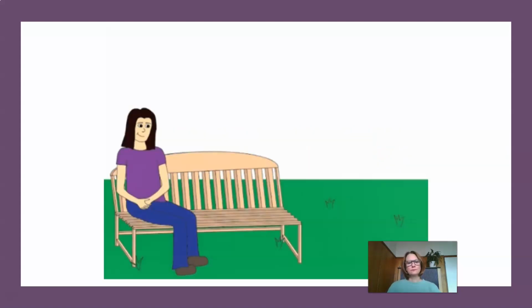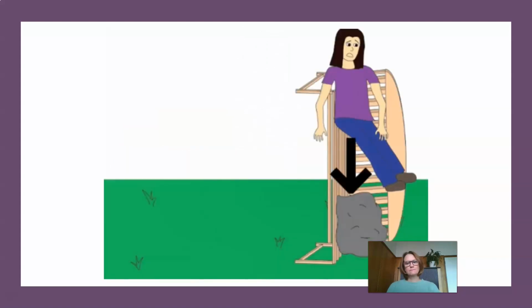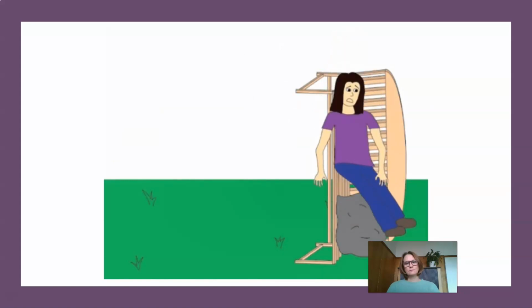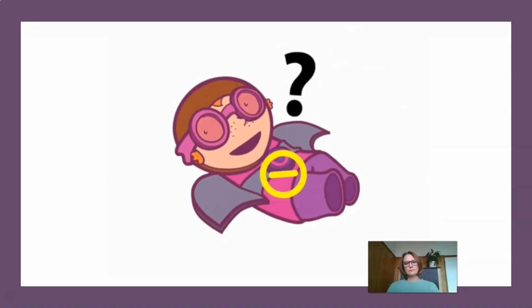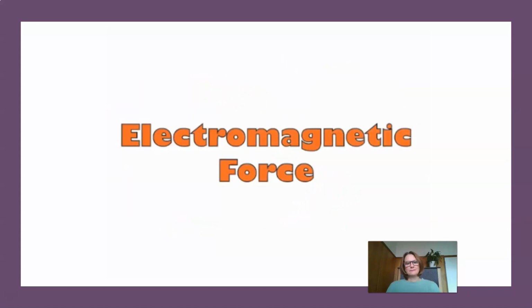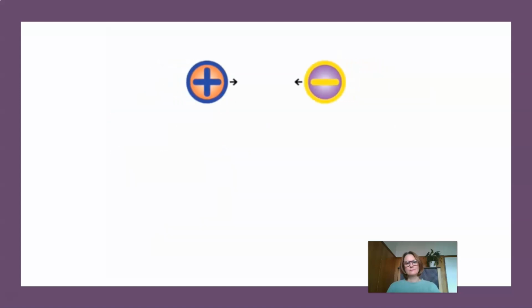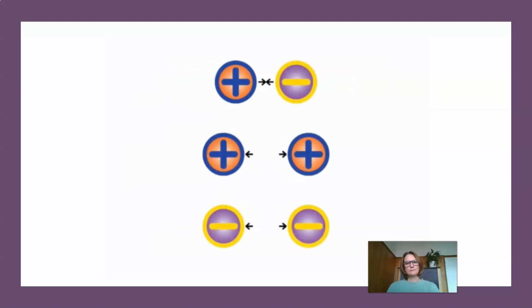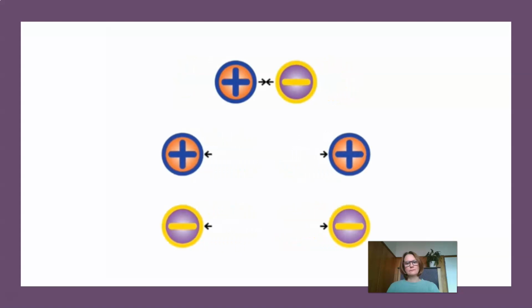Imagine sitting on a bench. The gravitational force attracts you to the earth and the earth to you, but the bench stops you from being pulled to the ground. But if a boulder falls on the bench, causing it to tip over, the force of attraction due to gravity pulls you to the ground. Where do electrons fit in? Electrons move as a result of a different force called the electromagnetic force. This force both attracts particles with opposite electric charges together, as well as repels particles with the same electric charge apart.